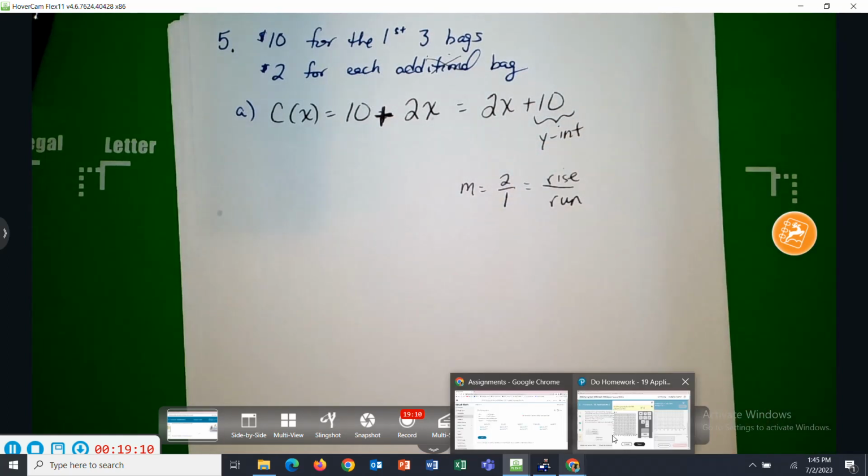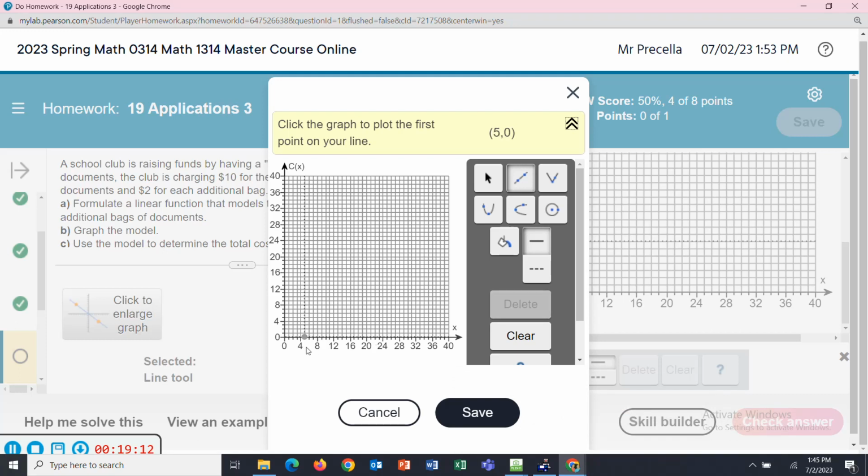Okay, so let's see. I start off, you got to look real closely. Am I at 10 on the y-axis? Yes. Over 0, up 10. I'll click there. Now, up 2 over 1. Okay.